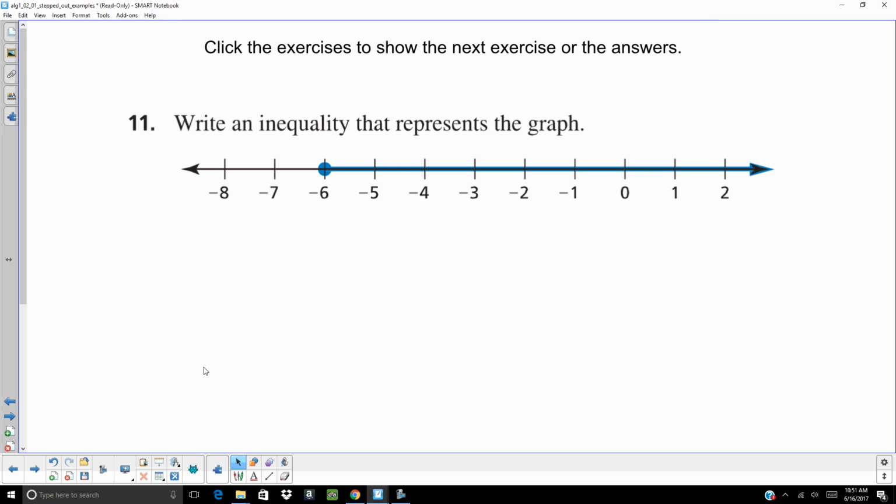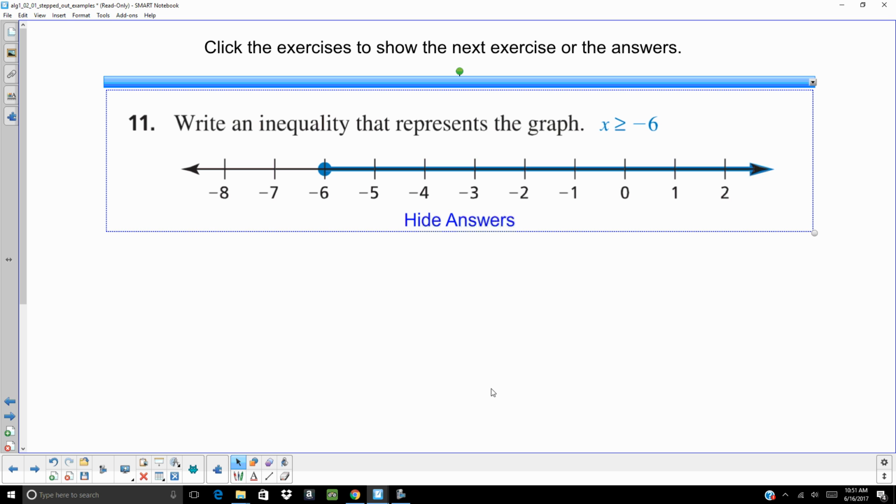All right, take a second, try this one on your own. When you are ready, hit the pause button and check your answer. The answer is x is greater than or equal to -6. The solution includes -6, and it's all numbers bigger.